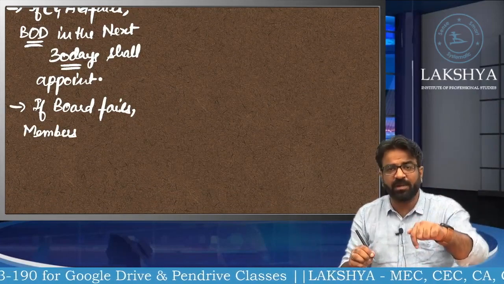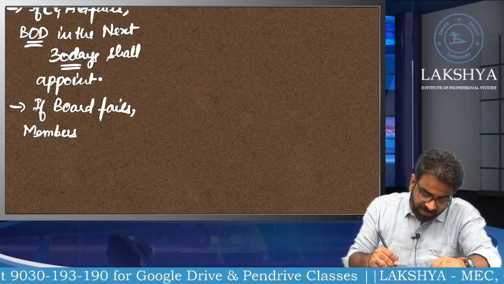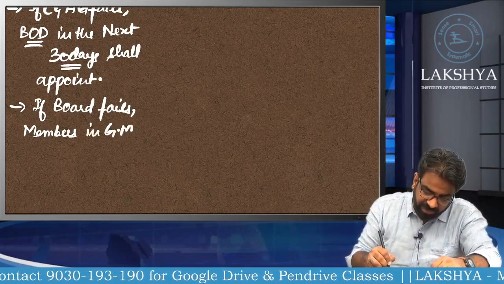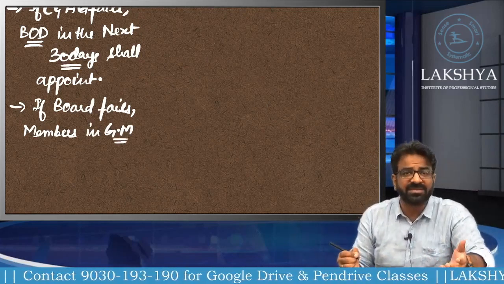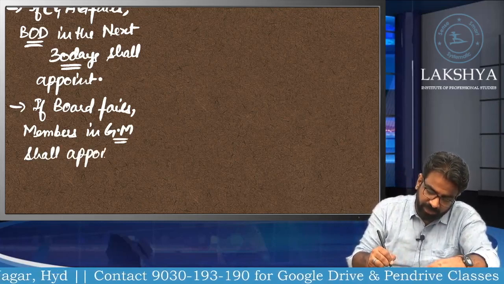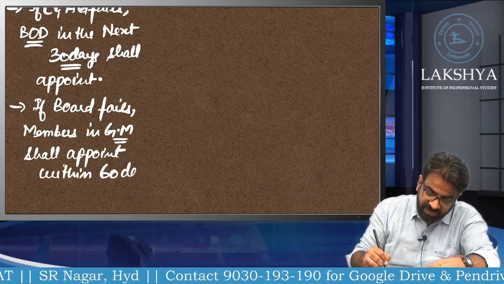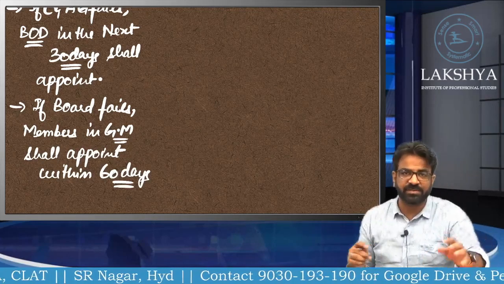Now the members will appoint on the failure of the board of directors. Members will conduct a general meeting. So the members in the general meeting shall appoint within 60 days. Within how many days? 60 days. Did you understand, sir?